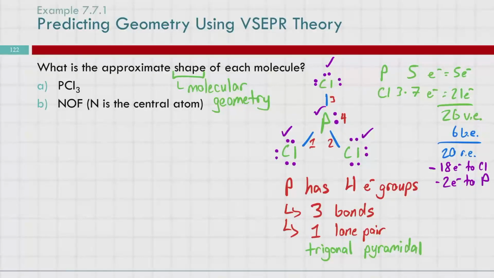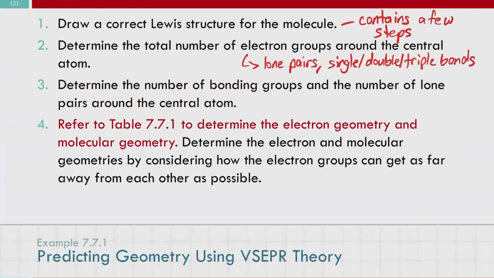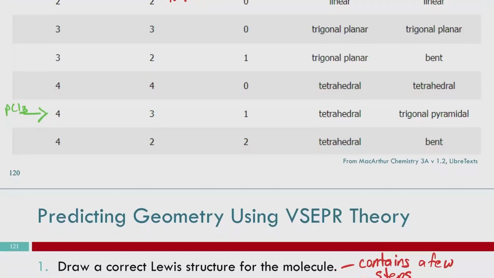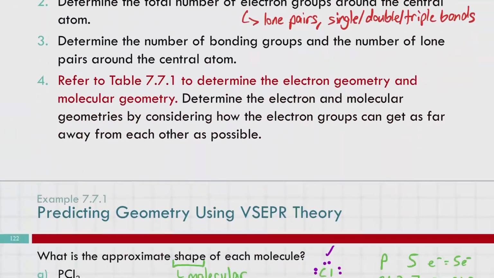Questions about that? We could also peek back at our table. So we had this case for our PCl3. For our number of electron groups on our central atom, it's 4. We had 3 bonding groups and 1 lone pair. That's going to give us tetrahedral electron geometry and trigonal pyramidal molecular shape or molecular geometry. So you could also refer to the table.